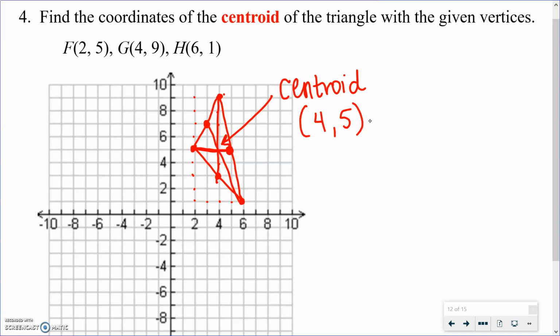Okay, you have a formative assignment to go with today. So go ahead and look over the notes, copy down the notes, make sure you have all the different types of centers of triangles and how to find them, and then go ahead and do that formative.